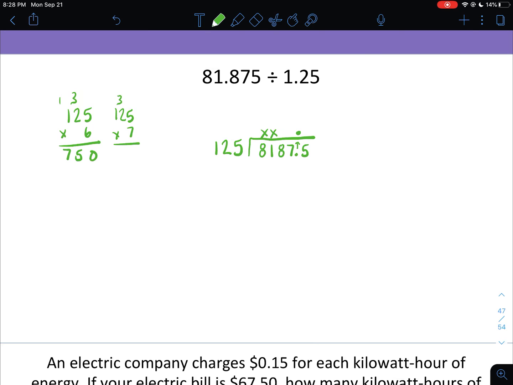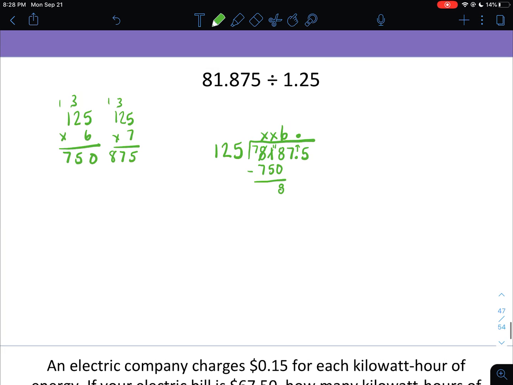So 125 times 7. 7 times 5 is 35. 7 times 2 is 14, 15, 16, 17, 875. Oh, that actually goes over, so I cannot get closer. It's always good to check. So it goes in 6 times. 6 times 125 is 750. So we're going to subtract. 8 minus 0 is 8. Cannot do 1 minus 5, so we'll borrow.